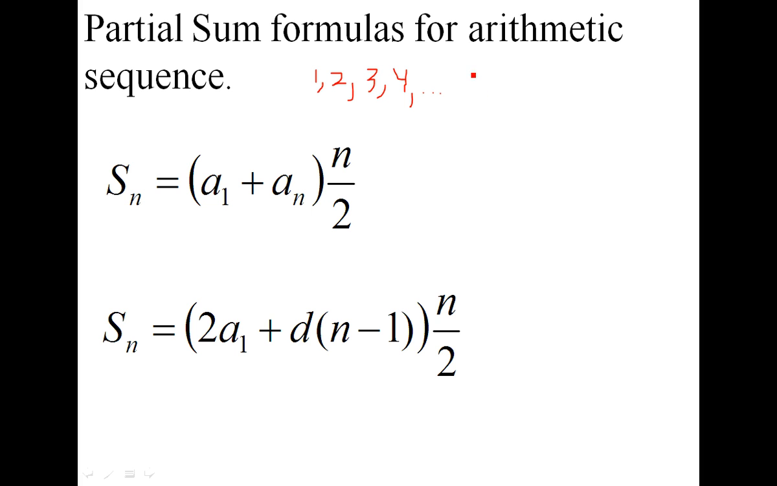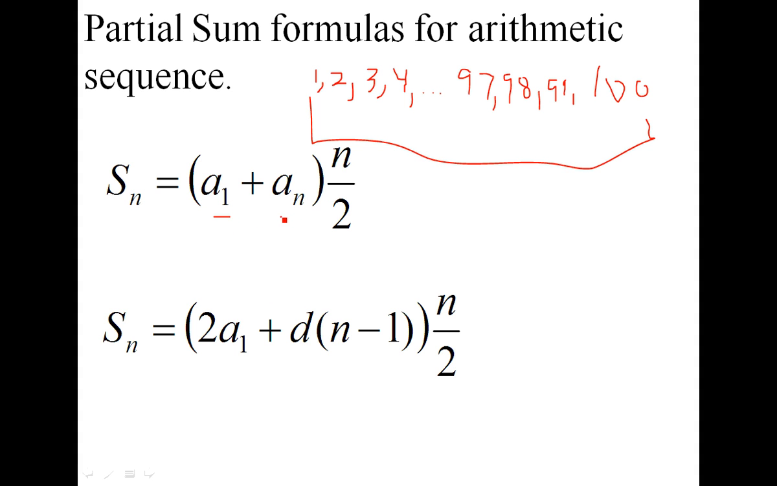For all the way up to 100, you know, if you had 97, 98, 99. If you add up all these numbers 1 to 100, you can see that if you had the first one and the last one, you get 101. That's what this says, this equation right here. If you had the first one and the last one, you get 101.